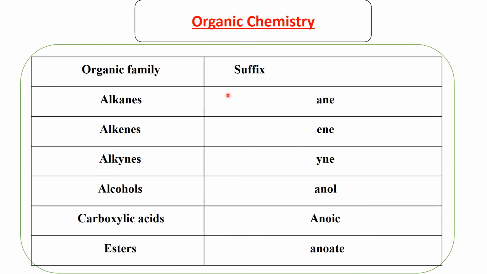Then the suffixes, we're going to have these families and the suffix we use to show the family. So if an organic compound belongs to alkanes, then the suffix is ane, meaning that the organic compound at the end of the name should have ane. If the family is alkenes, it should have ene. If the family is alkynes, it should have yne. If the family is alcohols, it should have anol. Carboxylic acid should have anoic, and esters should have anoate. So these are the suffixes.